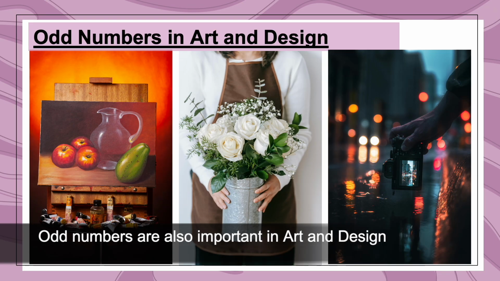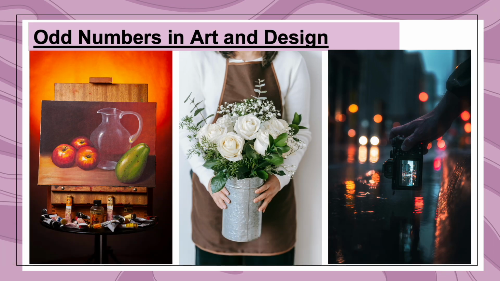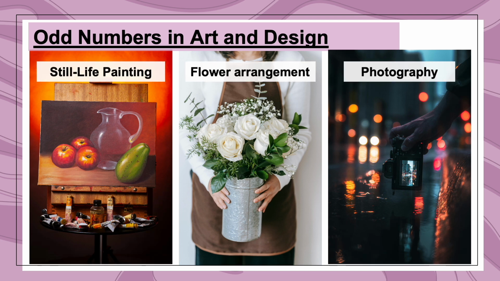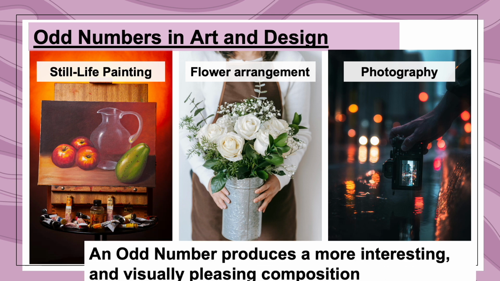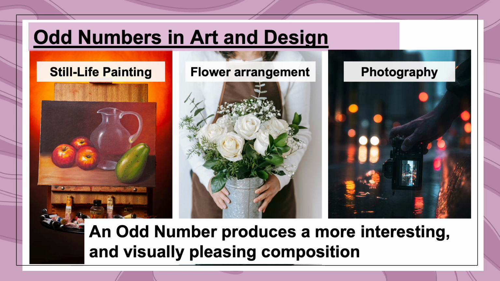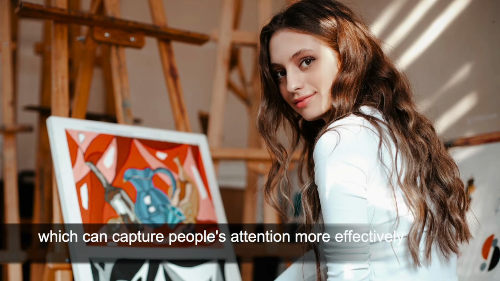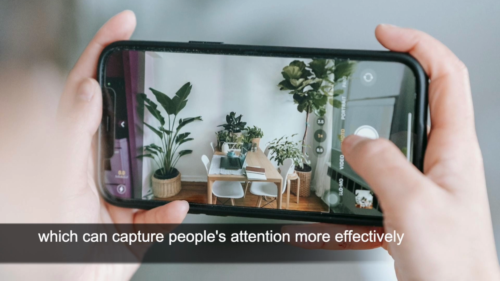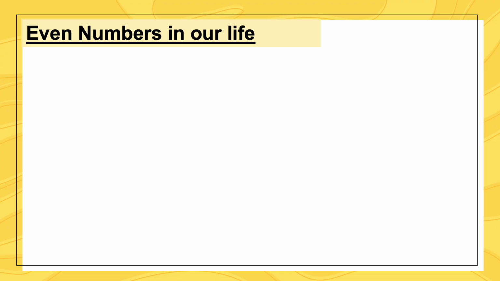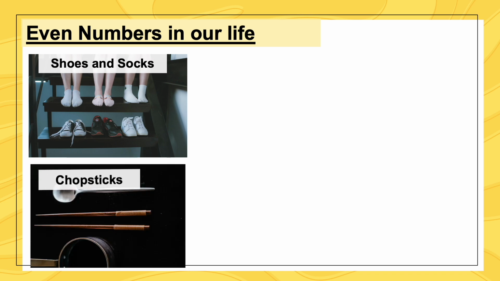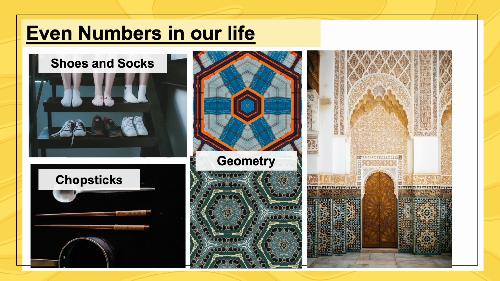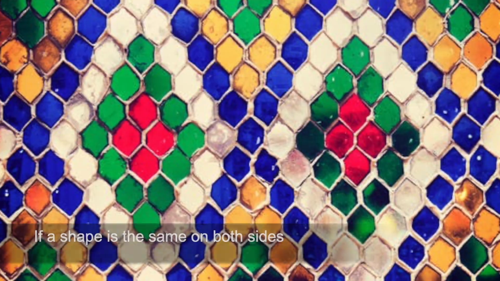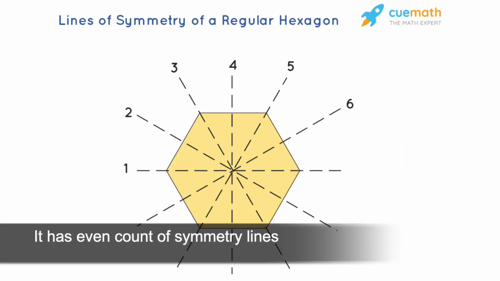Odd numbers are also important in art and design. We usually put odd numbers in still life painting, flower arrangement, and photography. An odd number of details produces a more interesting and visually pleasing composition, which can capture people's attention more effectively. But where are even numbers? In addition to shoes, socks, chopsticks, even numbers also play a big part in geometry. If a shape is the same on both sides, it has even count of symmetry lines.